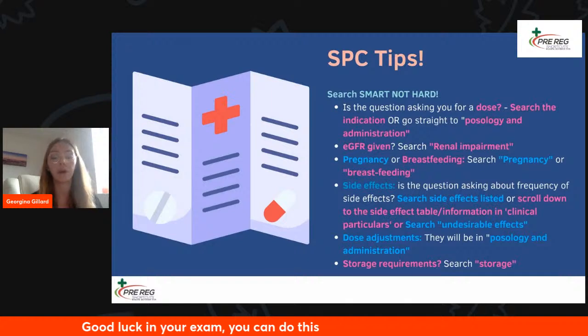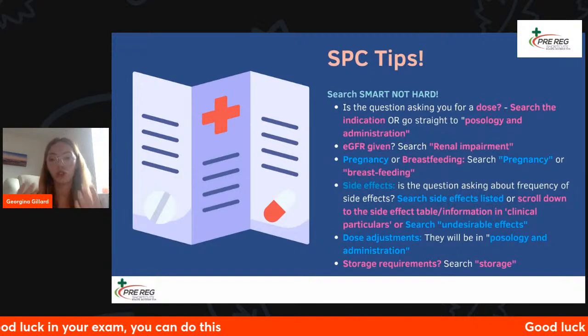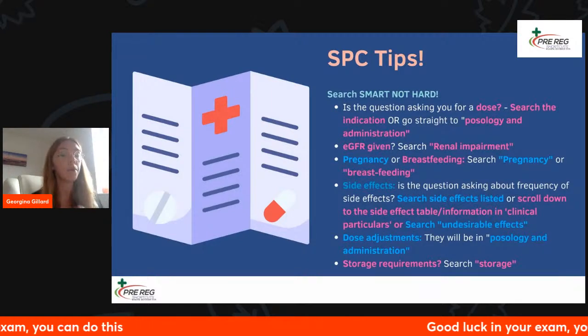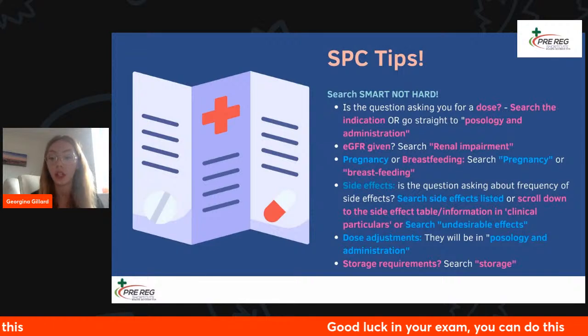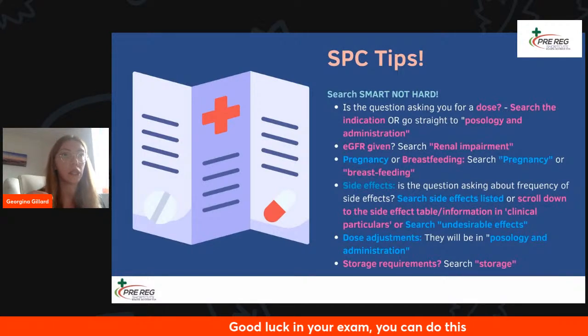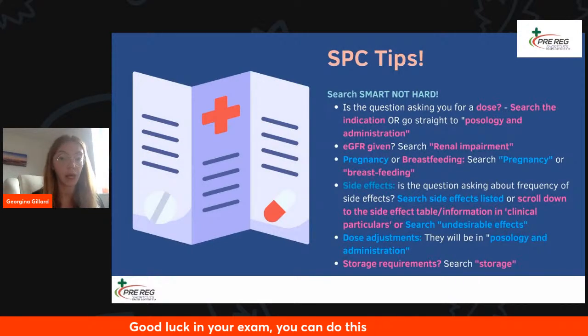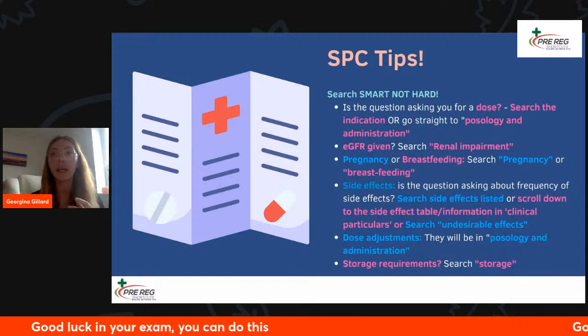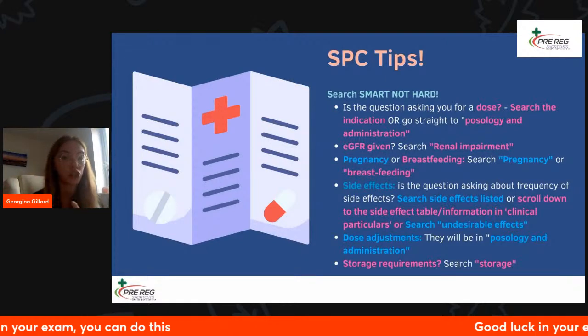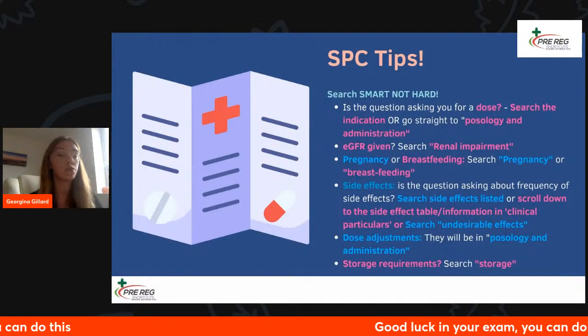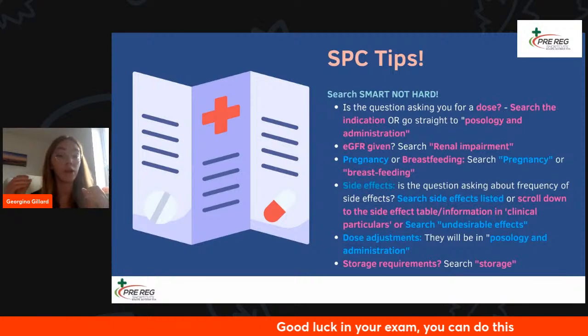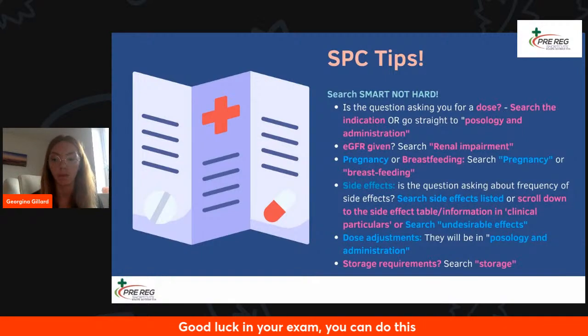If it's about storage requirements, you search storage. I remember I had a GPhC exam in July 21, and it was about insulin, and I was switching between different preparations of insulin. It was asking me what would be a suitable dose, so I typed in switch, and it brought me straight to that section.